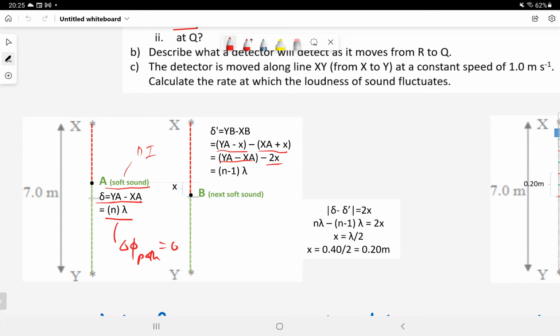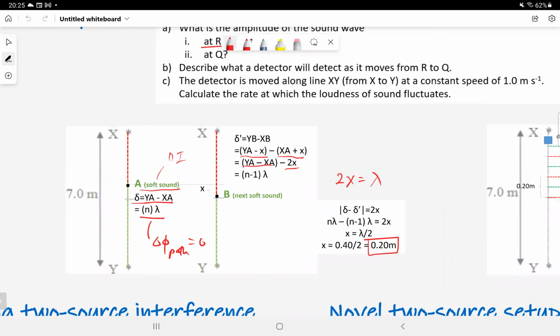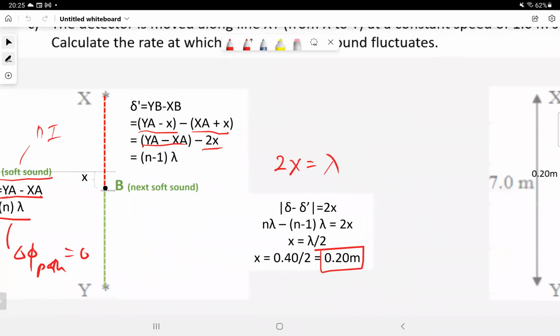It seems confusing. Therefore, 2x will be equal to lambda. So you can figure out that x is equal to 0.2. Is that okay? Anyone confused? If this is the first time you're working through something like this, you're bound to feel a bit uncomfortable, overwhelmed. Look at it a few more times and try it out yourself.